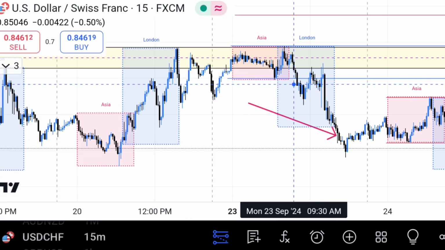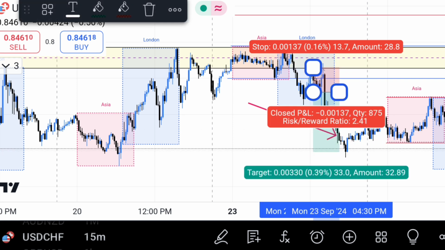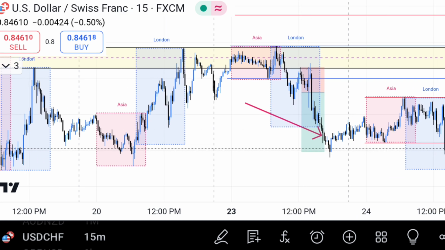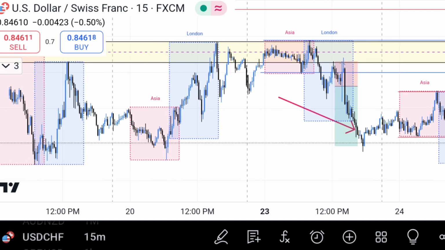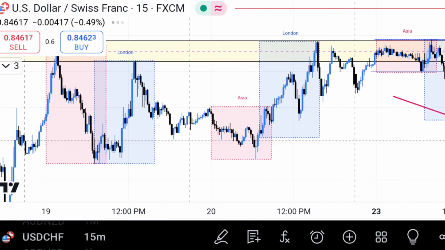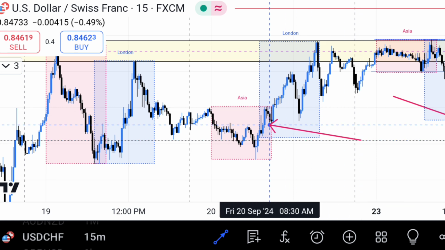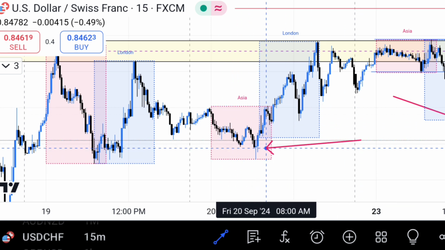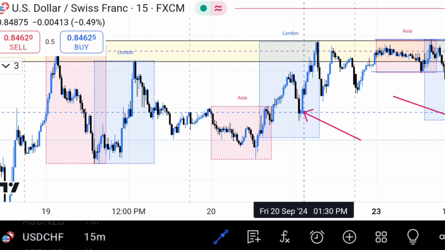Bro, this strategy works a lot. You just have to backtest it, and you're going to see that it works. Always try and do it with the trend. If the trend is bullish, don't go out there and be selling. You got to go with the trend. You can see this side too works out perfectly. This is the Asian high, Asian low. Price broke, came back to retest the Asian high, boom, to the upside. This strategy works best.